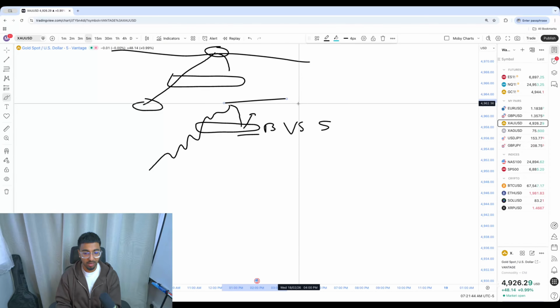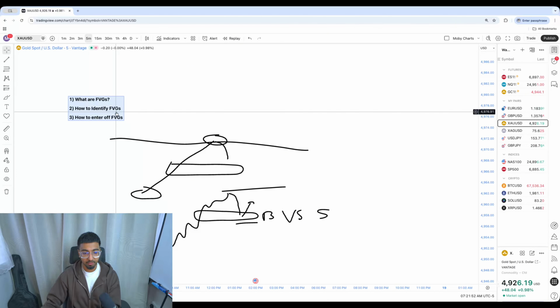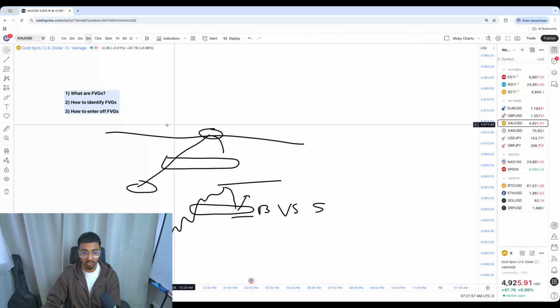And once the markets balance out and there's a clear winner, then we can place our trade. Okay, so let's now identify fair value gaps. I hope that explanation made sense. But let's actually get into the nitty gritty and learn how to identify fair value gaps.